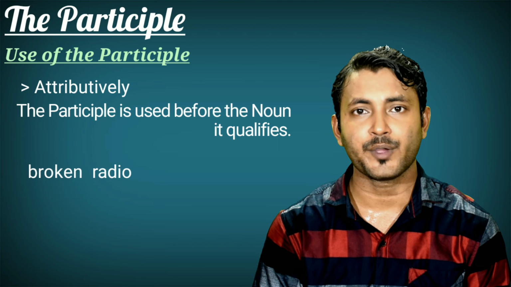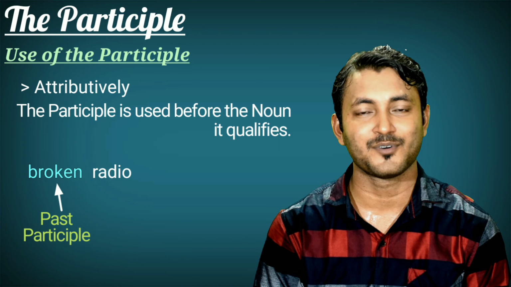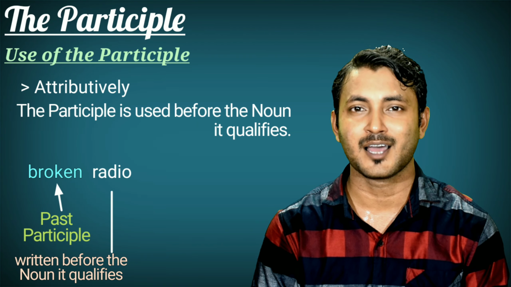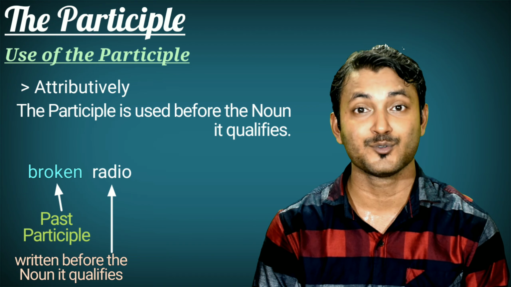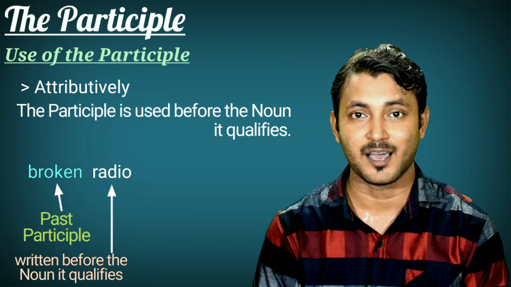Like the broken radio. Here broken is the past participle form of the verb break used as an adjective, and it is qualifying the noun radio, and in this case it is used attributively. How do we know that? Because it is written before that noun.